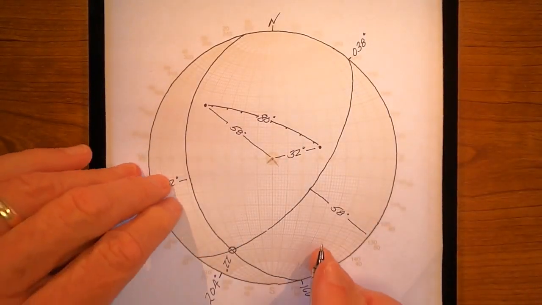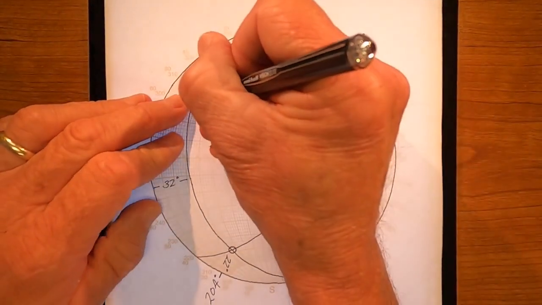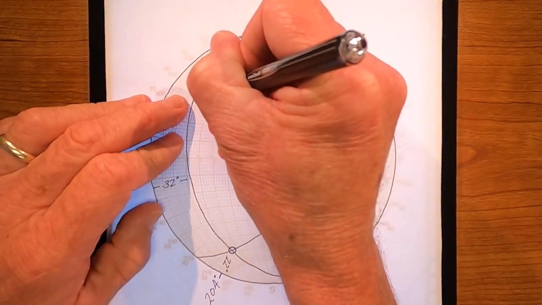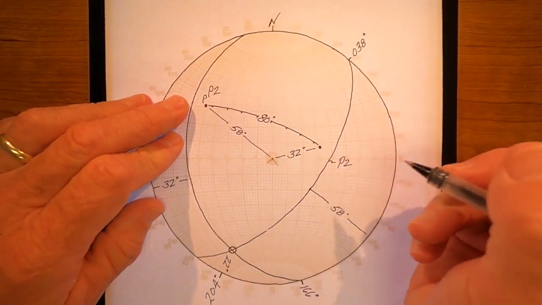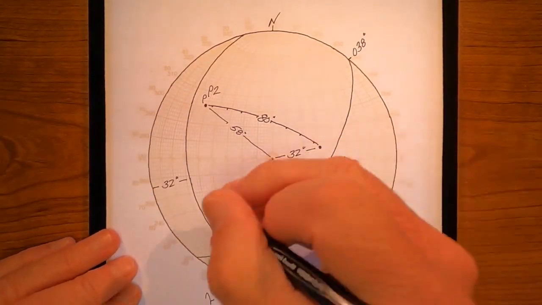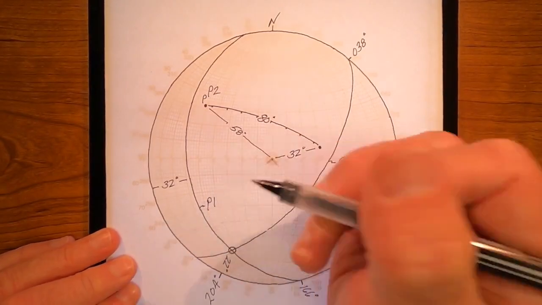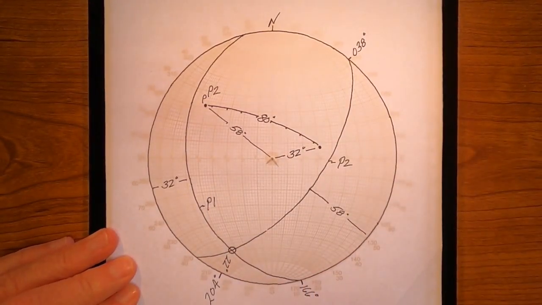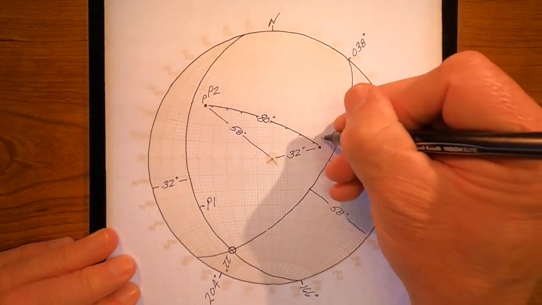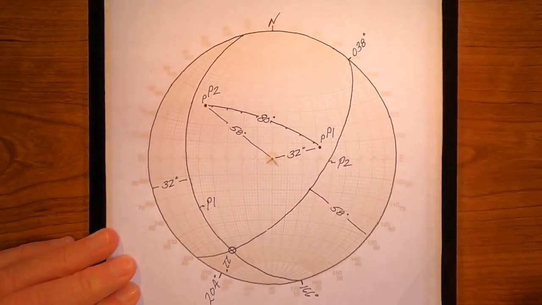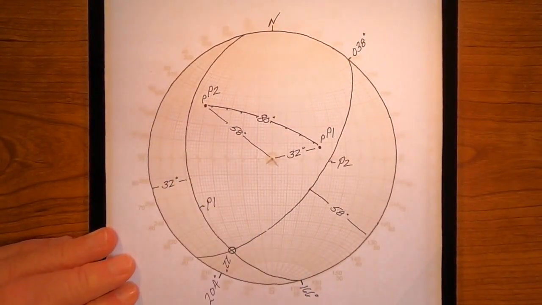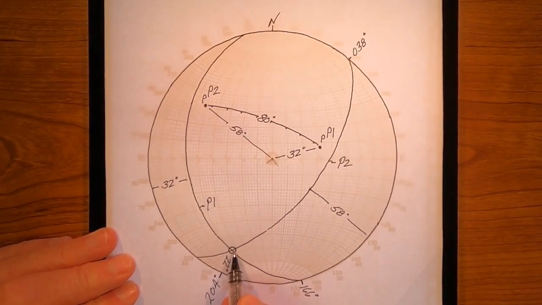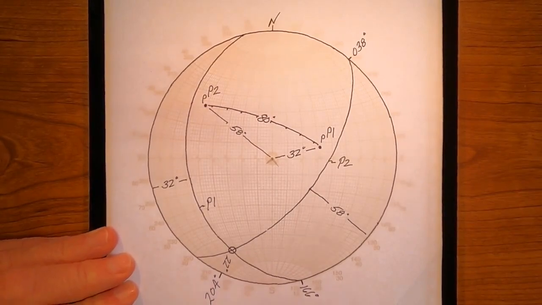Tell you what, let's go ahead. This is the pole to plane 2. This is, in fact, plane 2 and its pole. This is plane 1 with a strike of 166 and a dip of 32. And this is the pole to plane 1. This is the angle between the two planes. This is the line of intersection. The line of intersection plunges 22 degrees in the direction 204.